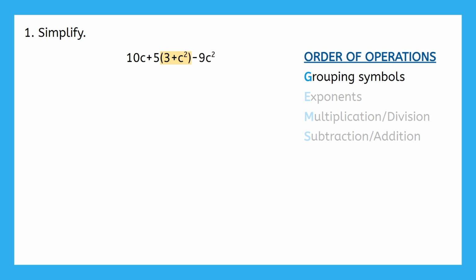Since we can't do anything with the grouping, we have to move on to exponents. I certainly have exponents in this expression, but can I do anything with them? No, I can't. Both of my exponents have variables for their bases, and since I don't know what value c represents, I can't do anything with those exponents. Okay, next I'm looking for multiplication and division. Do I have any of these that I can simplify or calculate in this expression?